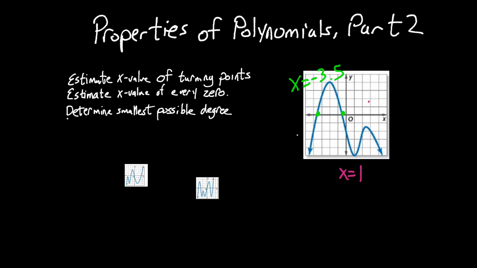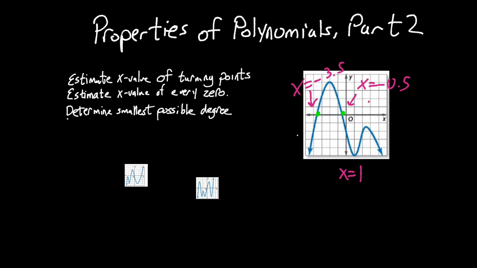And that's a terrible color. Let's fix that so we can see that better. X equals negative 3.5 for this one. And then for this one, it looks like it's between 0 and negative 1. So we've got x equals negative 0.5. We don't have any more zeros, so now we can move on to our last part, which is determine the smallest possible degree.